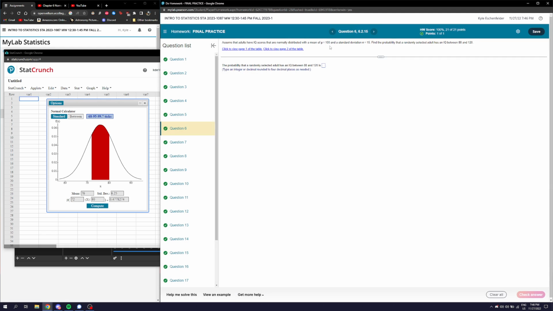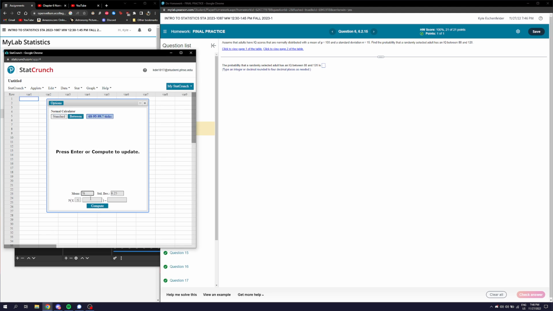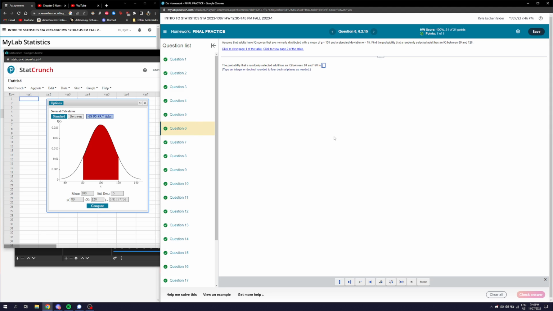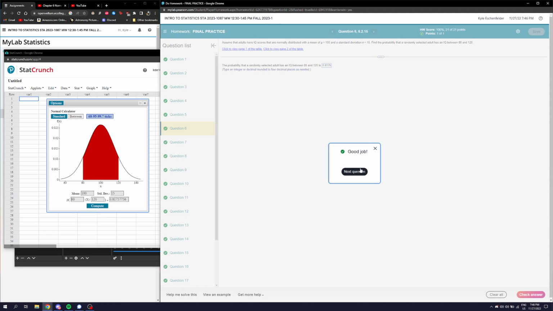Question 6. Let's see what we got. This looks like another normal calculator, but in standard. So 100 for the mean, 15 deviation, randomly selected adult. Actually, that's in between. So 80, 120, round to 4 decimal places. 0.8175. Oh, that was it for that question. I mean, that's basically question 4.